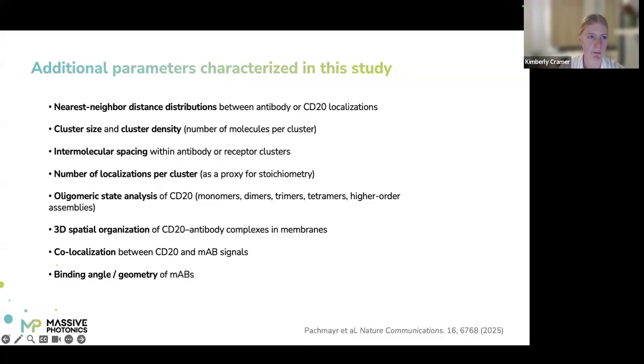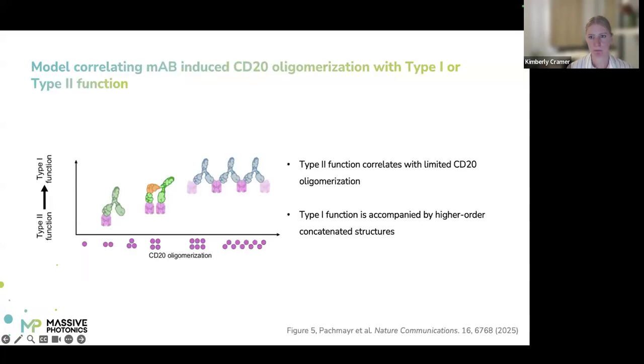So you can look at, for example, the nearest neighbor distance distributions between the antibodies and your receptor of interest. You can look at the cluster size and the cluster density, so how many molecules are in the cluster, the stoichiometry. You can do oligomerization state analysis and really look at the 3D spatial organization within the membrane. So you can get a lot of great data, different types of data that could help you with your research.